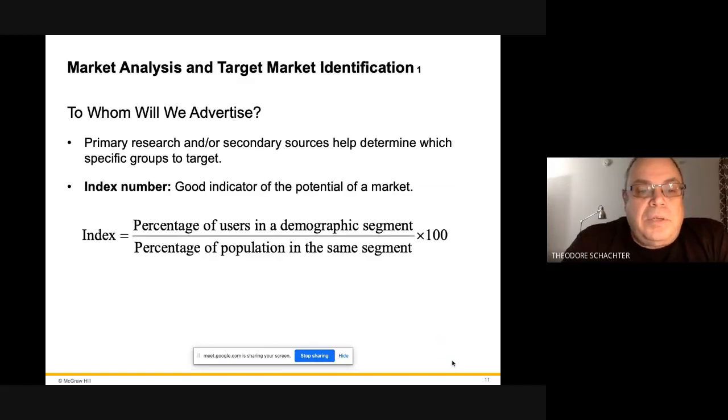Now, the other thing you need to know is something called the index number. And this is secondary research, meaning that this stuff has already been done by other companies like MRI and Simmons. An index tells us how above average a market is, or how below average. So 100 equals average, right? So, let's start again.